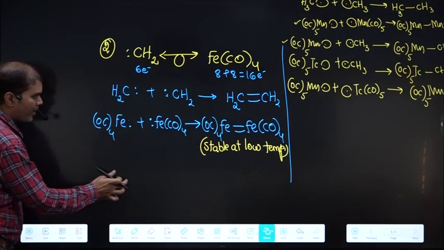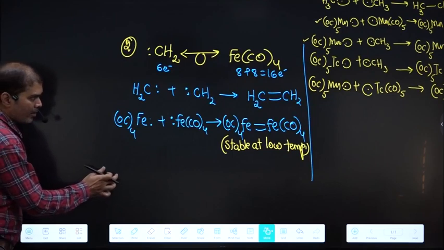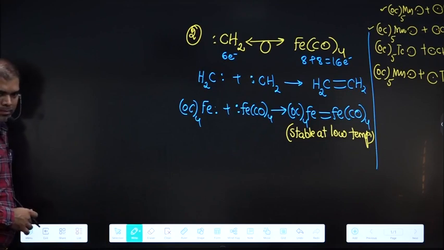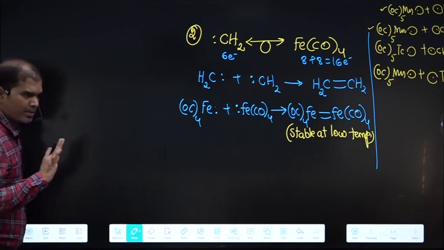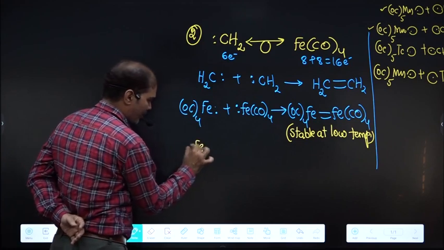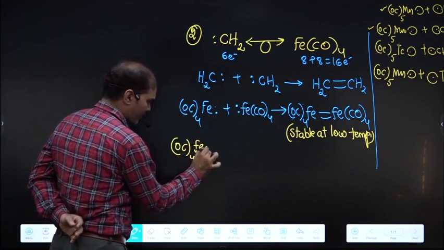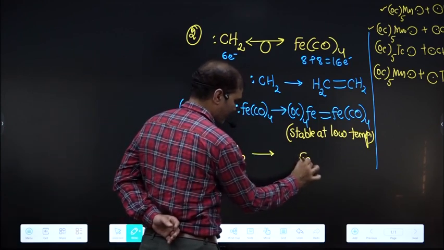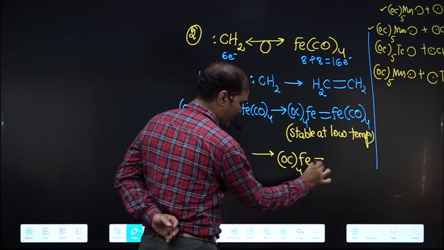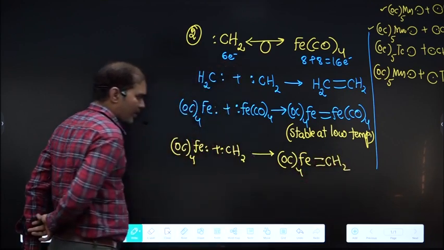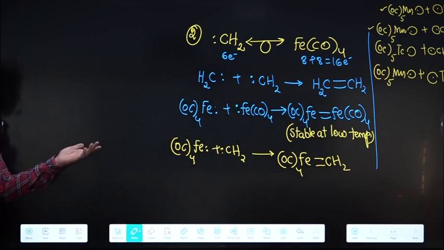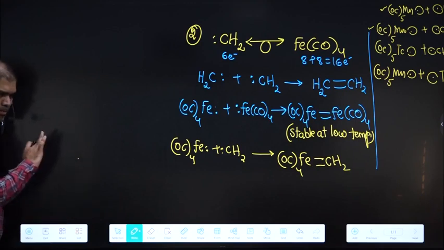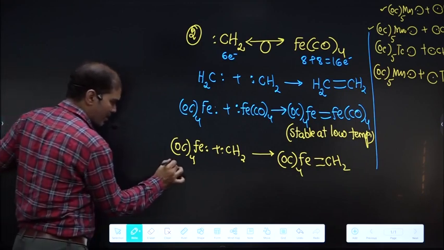Any other way that you can combine a methylene with another methylene? Remaining ways you can just go through. Every reaction I am not giving you. Suppose if I take Fe(CO)4, I combine with a CH2. What should be your product? Fe(CO)4=CH2. Next, Fe(CO)4 is isolobal with Ru(CO)4. Ru(CO)4 is isolobal with Os(CO)4. So you can combine all those units. All such products are also formed.